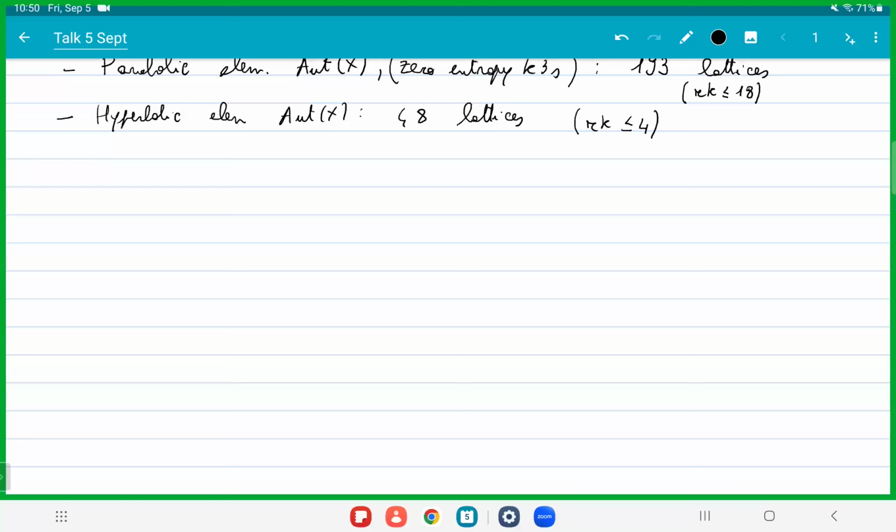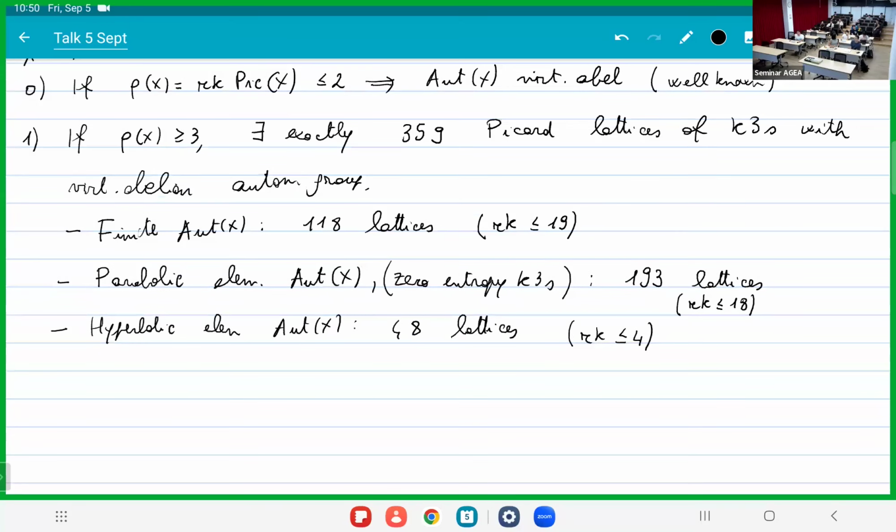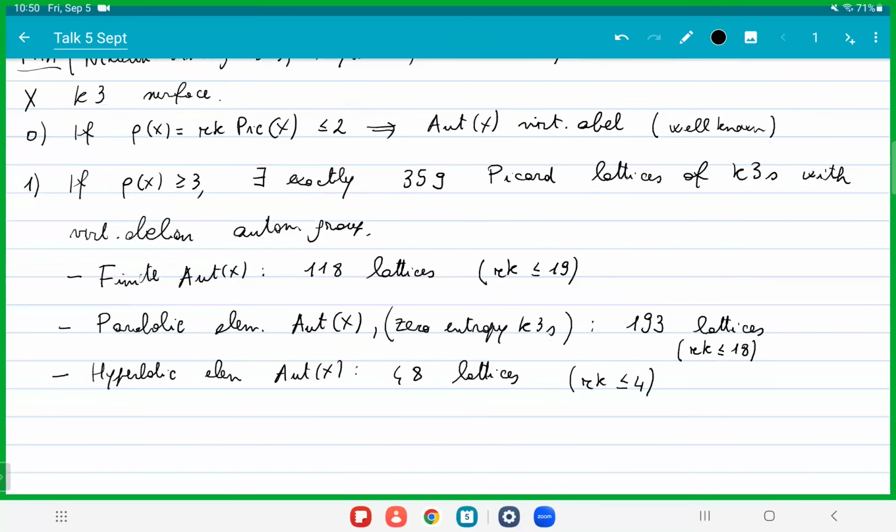Okay, so maybe, sorry, I'll just use a quick question. Are these up to isometry? Yes, absolutely. Okay, so if the Picard lattice is isometric to one of these, yes, absolutely. I see. Okay, thank you.